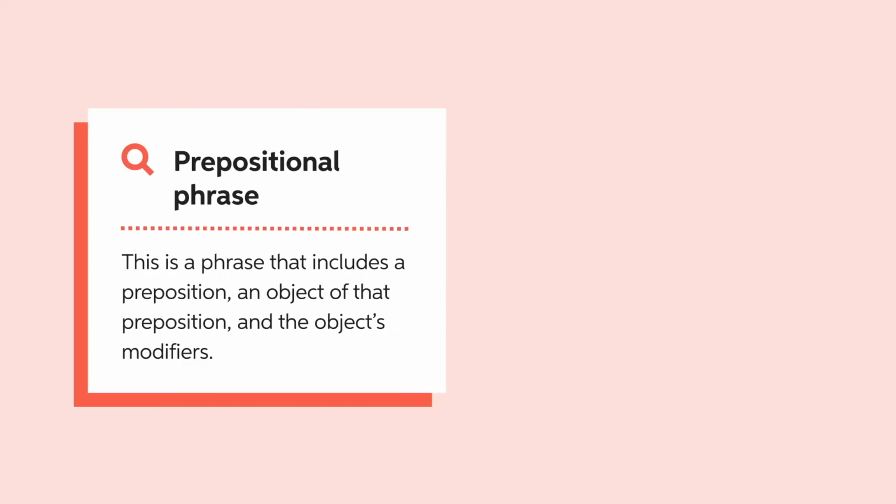Prepositions are typically used in prepositional phrases. A prepositional phrase is a phrase that includes a preposition, an object of that preposition, and the object's modifiers. This Edgar Allan Poe short story title has two prepositional phrases. The Fall of the House of Usher.